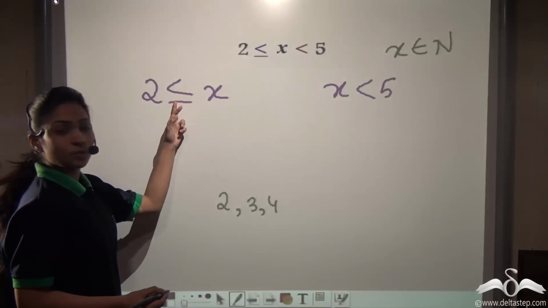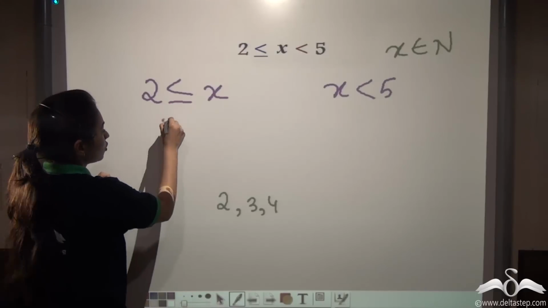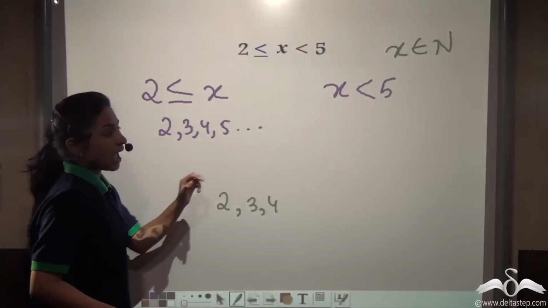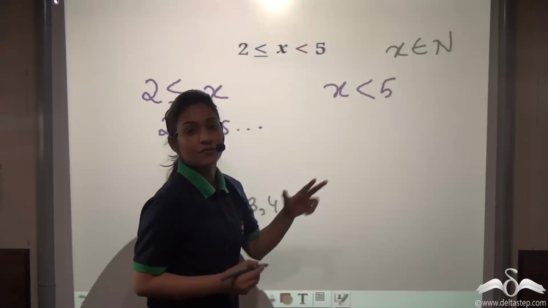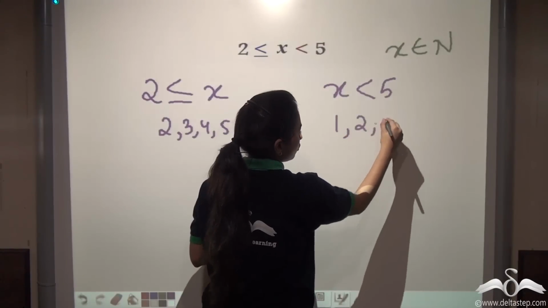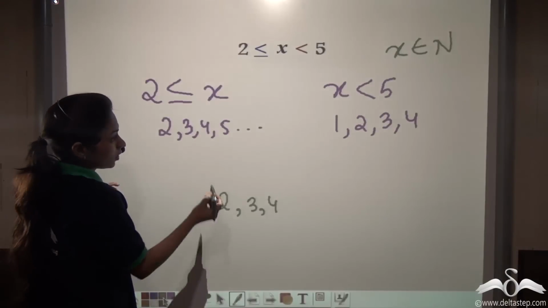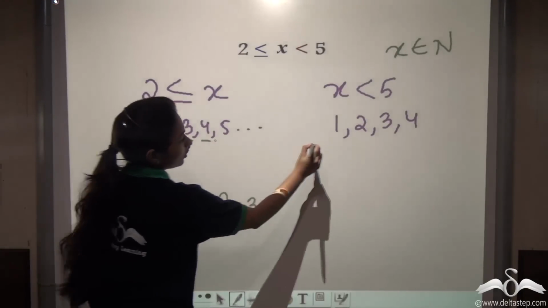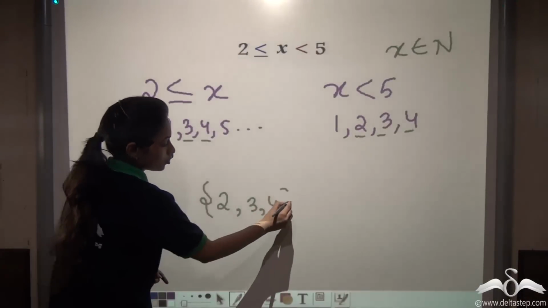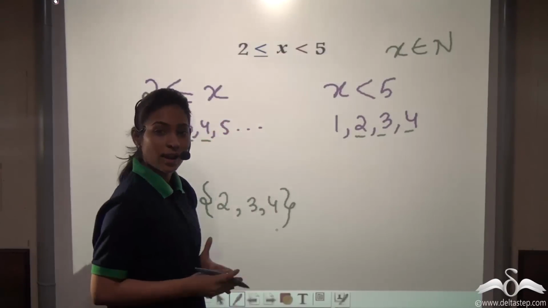If x is greater than or equal to 2, then what are those natural numbers which satisfy this inequation? 2, 3, 4, 5 and so on. And if x is less than 5, then which natural numbers satisfy this inequation? 1, 2, 3 and 4. Now look for the common numbers. You can see 2, 3, 4 in both. So this matches our solution. So 2, 3, 4 is the solution set for this inequation if x belongs to natural numbers.